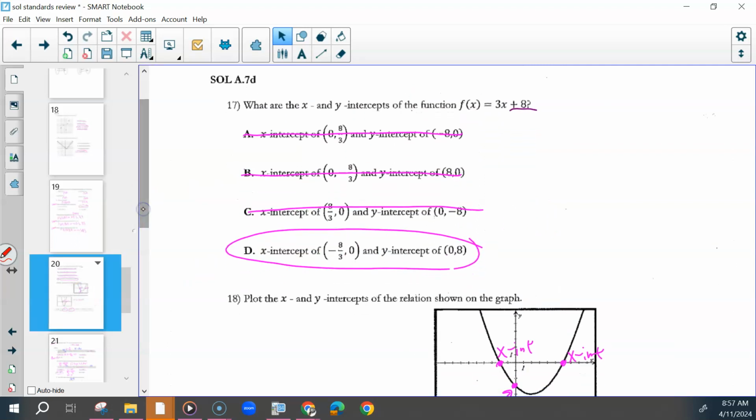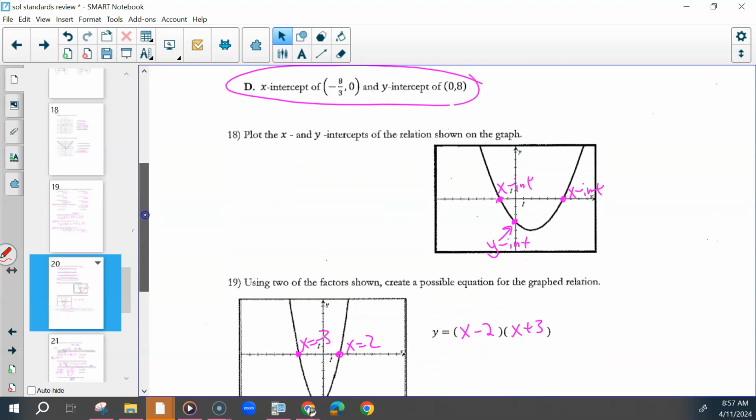And then for 7D, that was asking about your x and y intercepts. So for 17, you could have done a couple different things. Put this into Desmos and saw which of these were your x and y intercept. Or looked at just the y intercept. There was only one that matched this y intercept, so D.